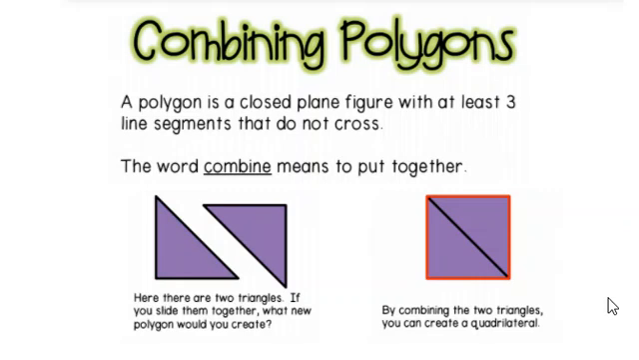By combining the 2 triangles, you can create a quadrilateral. Notice how it now has 1, 2, 3, 4 sides. When we combine polygons, we want to look at the outside, right? Because those are going to be the sides of our polygon. This line in the middle just shows where we put them together, kind of like glue.